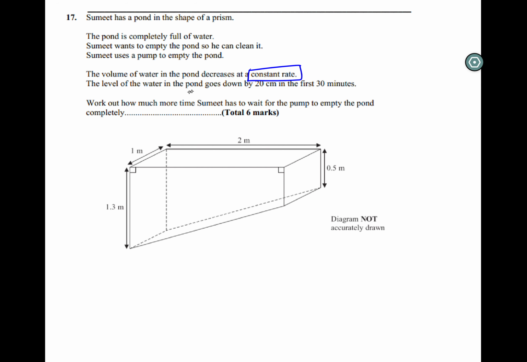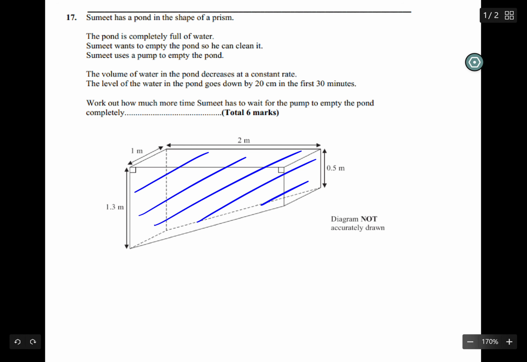The level of water in the pond goes down by 20 centimeters in half an hour. How much more time will you have to wait? So we're basically going to work out the volume of this whole shape of the pool, and then take away the water that's already been drained. And then we're going to figure out how long it takes to drain the rest of it.